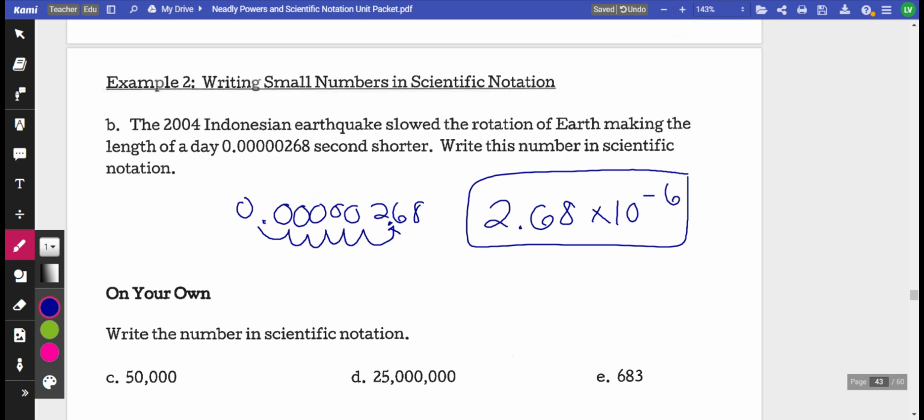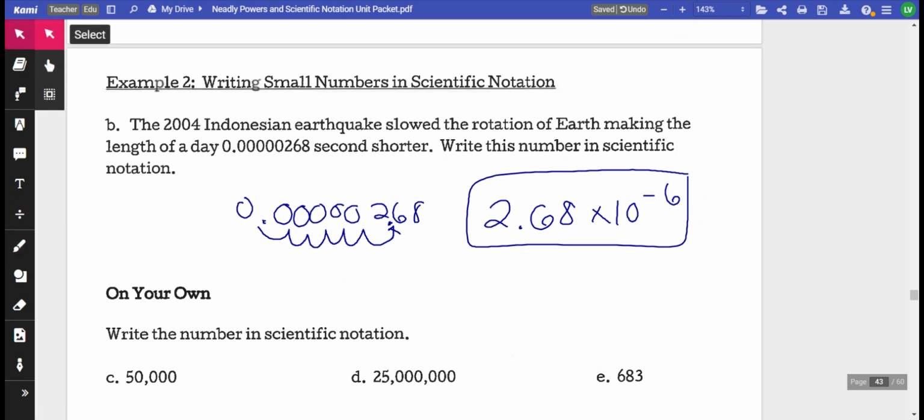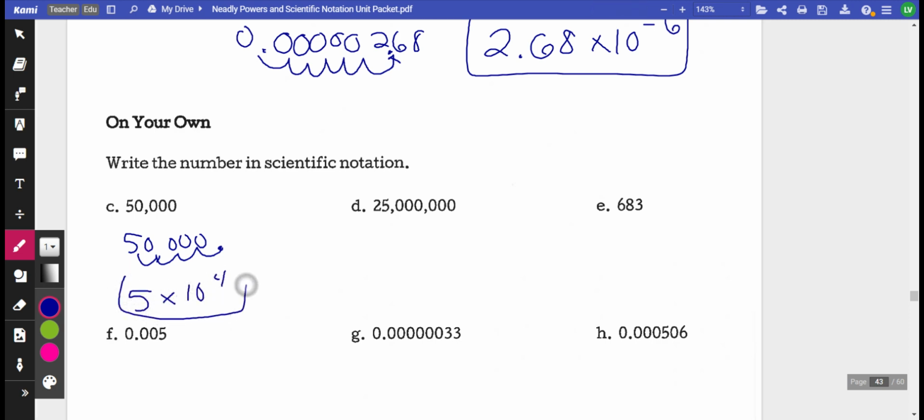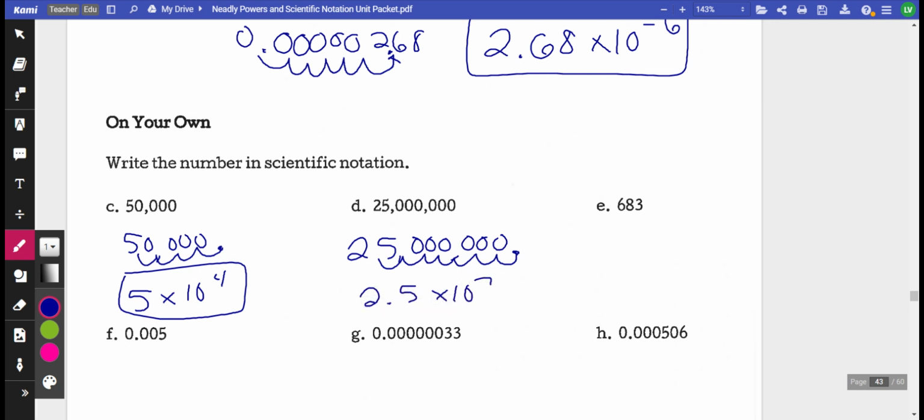So on your own, we're going to write the number in scientific notation. So we have 50,000. I like to rewrite my numbers. My decimal starts on the right. I'm going to move it 1, 2, 3, 4 to the left. So 5 times 10 to the 4th power. Then I have 25 million. My decimal's over here on the right. I move it 1, 2, 3, 4, 5, 6, 7. 2.5 times 10 to the 7th power.